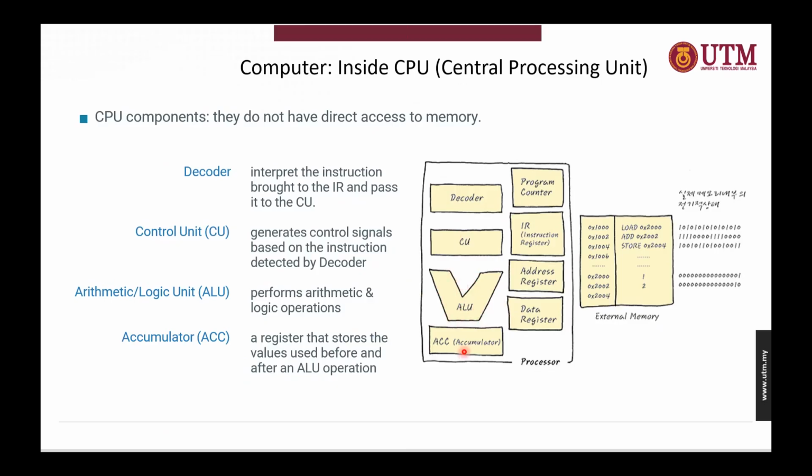And last but not least, we have the accumulator. The accumulator is a register that stores the value used before and after an ALU operation. Every time you do the ALU operation, that result will be stored inside of this accumulator. So these are the components inside of the processor that you need to know. Later we will see more details on how these components work.